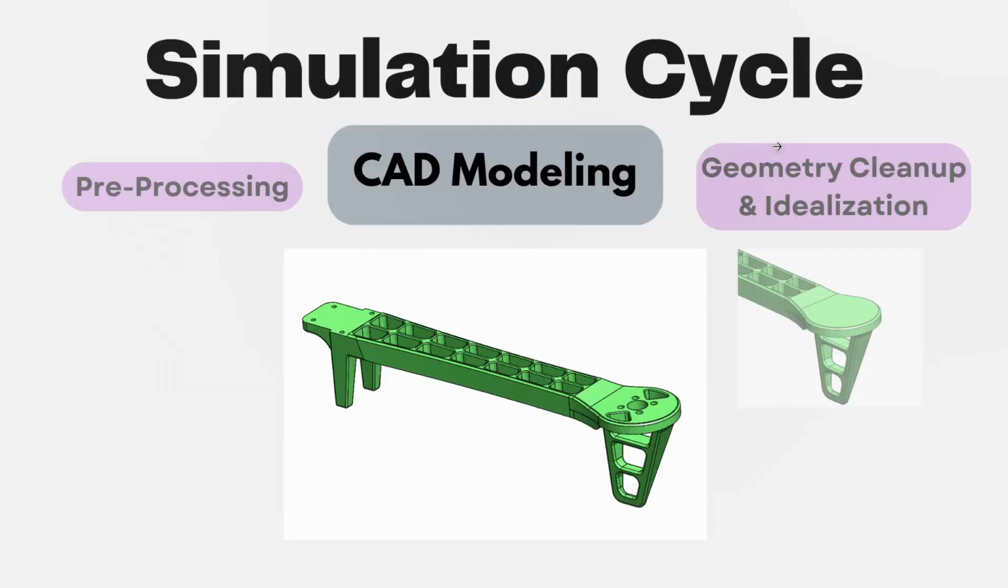First, CAD modeling. We begin with the CAD modeling where accurate 3D geometry is created. Correct dimensions and design intent must be maintained while unnecessary cosmetic features are removed. The goal here is to create an analysis-ready CAD model.